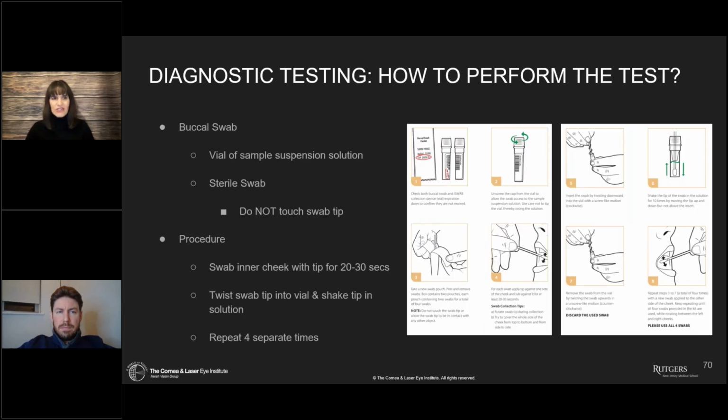So you might say, well, how do you actually do this test? So it's a cheek swab. So you have a vial, you actually have a sterile swab, and you just swirl around on the inside of the cheek for 20 to 30 seconds, and you put it in the little vial and you repeat it 4 times. So it's actually quite easy to do. You can do it in the office, your patients can do it themselves. There's also a video explaining how to do this. If your patient wants to watch the video, it's very, very straightforward here.